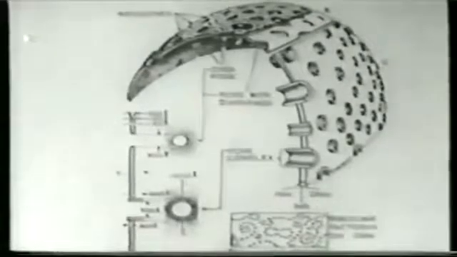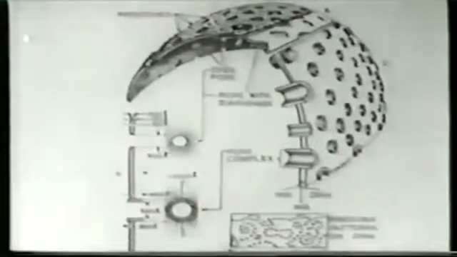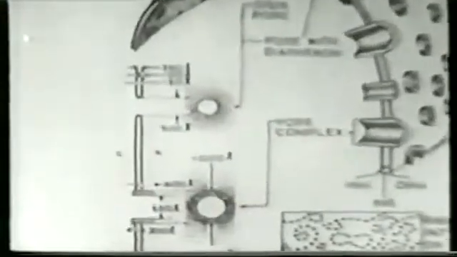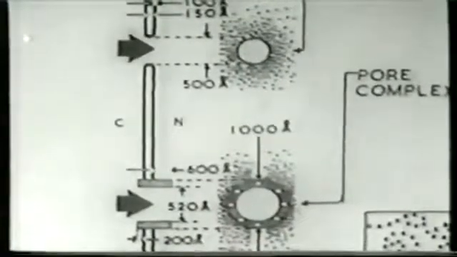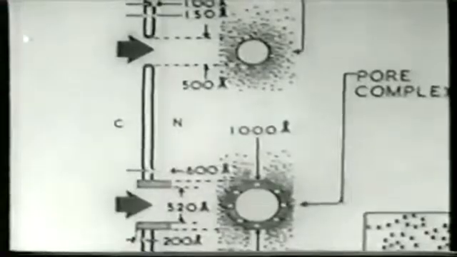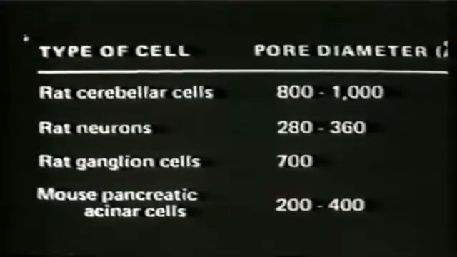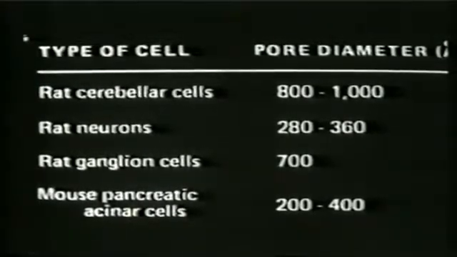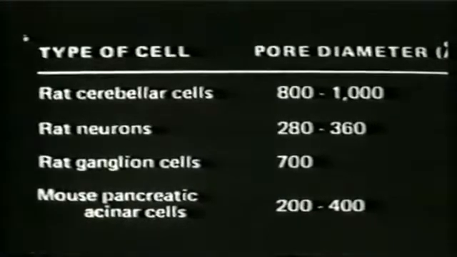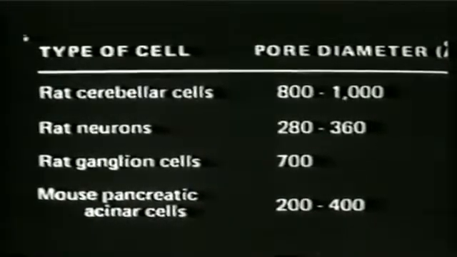Elaborate drawings have been made, like this one of Threadgold's. Note that his pore diameter is between 500 and 520 angstrom units. Pore diameters in the literature vary from a maximum of 1,000 angstrom units in rat cerebellar cells to a minimum of 200 angstroms in mouse pancreatic acinar cells. More recently, smaller values have been cited since the description of a nuclear pore apparatus.